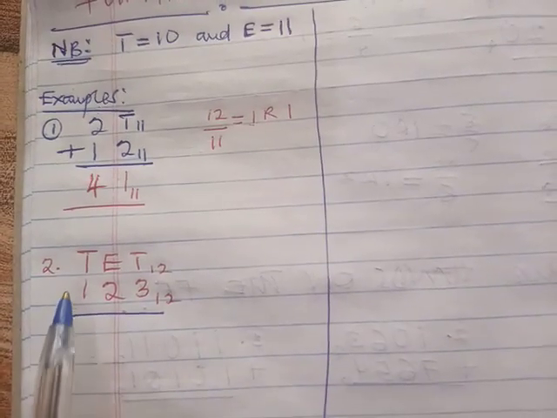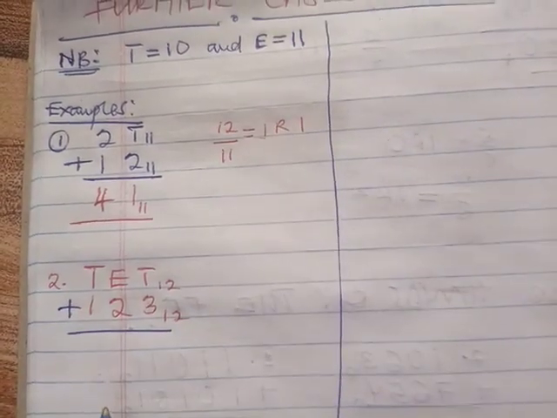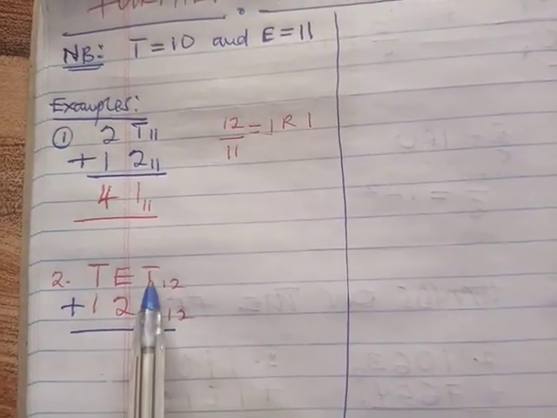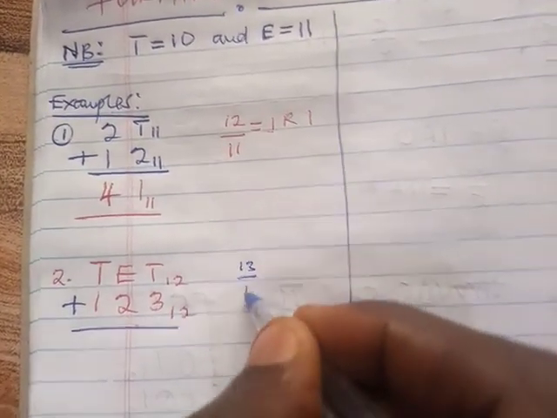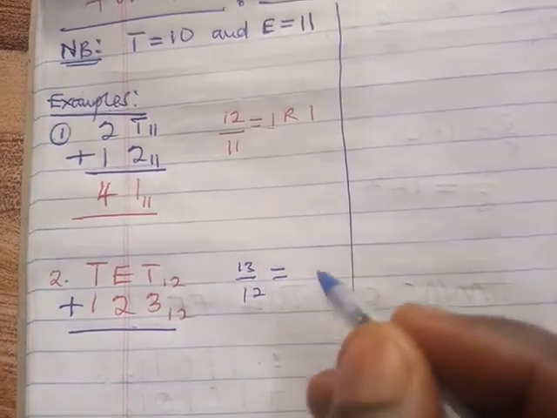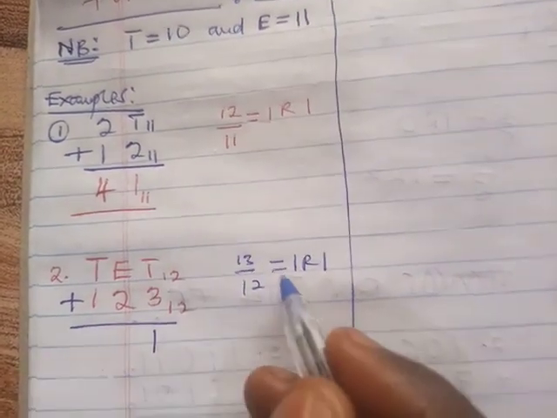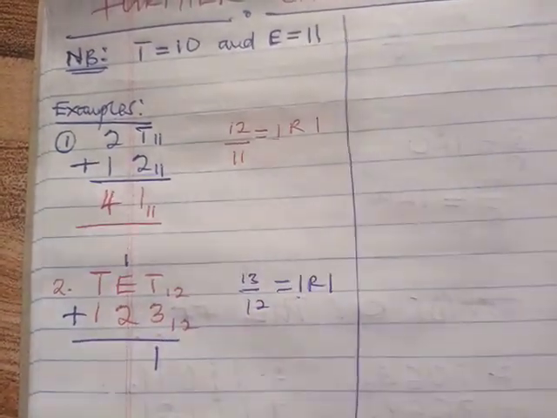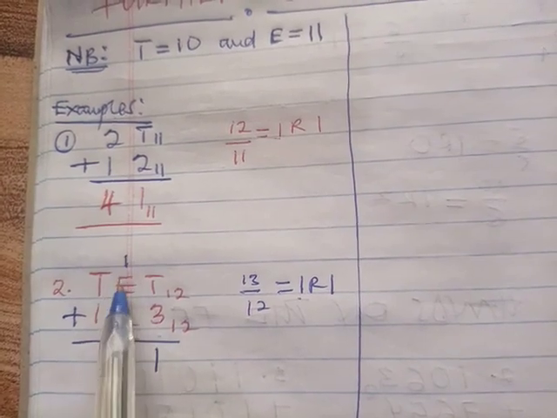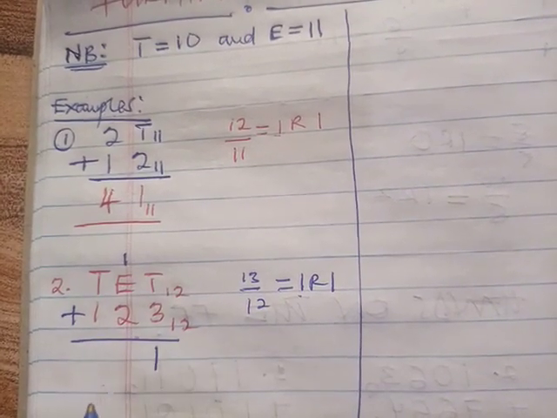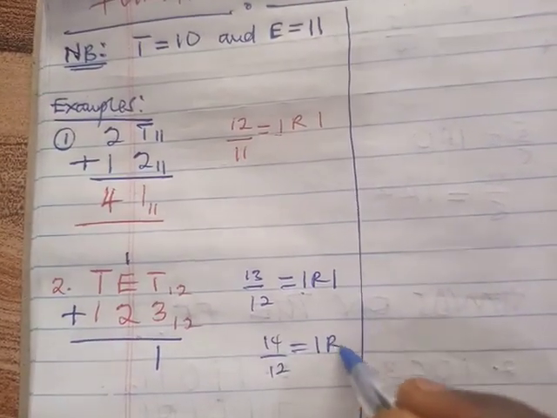The next example is TET base 12 plus 1, 2, 3 base 12. So t, which is 10, being added to 3, making 13. 13 divided by 12. 12 goes into 13 one time, remainder 1. So write the remainder 1 here, and the quotient 1 will be added to the next number. So 1 plus e, which is 11, 1 plus 11 plus 2, making 14. So 14 divided by 12, that's 1, remainder 2.